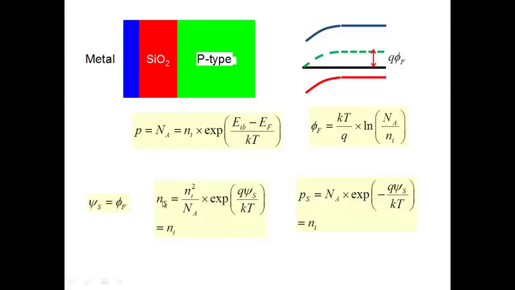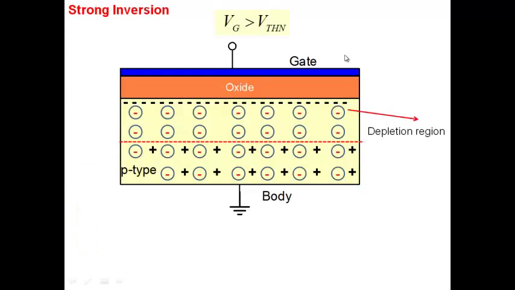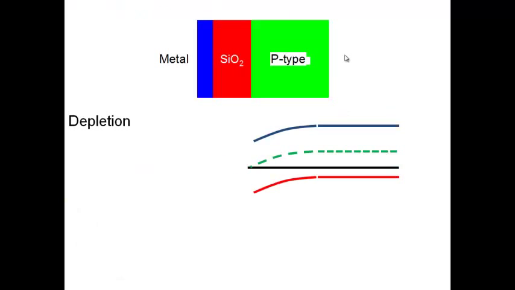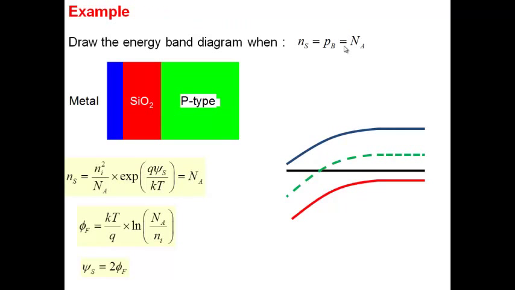So put Ns equal to Na here, and psi s comes out to be twice of phi f. So when psi s is equal to 2 phi f here, then you are creating this threshold condition here. Electron density at the surface is equal to the background doping. How will the band diagram look like? Band diagram will look like this. Agreed? Everybody is getting this? This is how band diagram will look like.